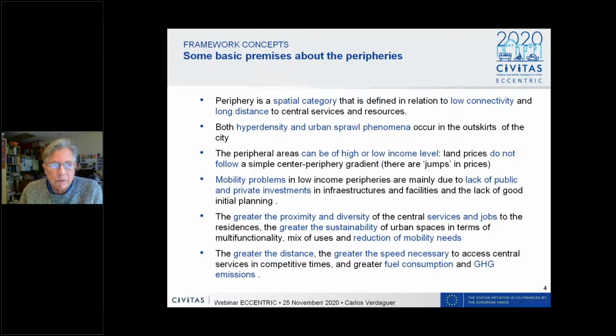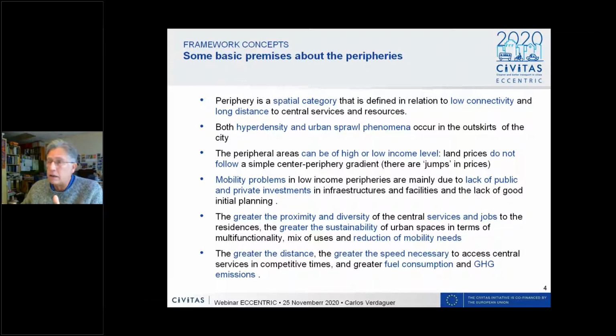So this is the range of definition we are using, and I hope it serves to clarify what we are dealing with, and let's see which are the problems and which are also solutions from this definition. So we can say the periphery is a special category, defined in relation with low connectivity and long distance to central services and resources.